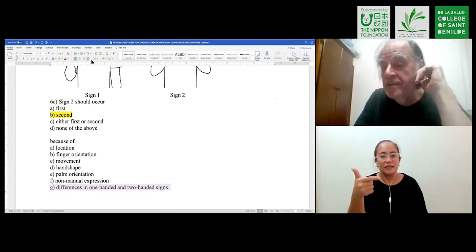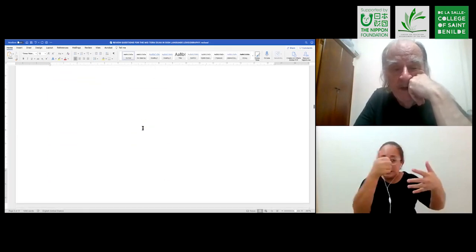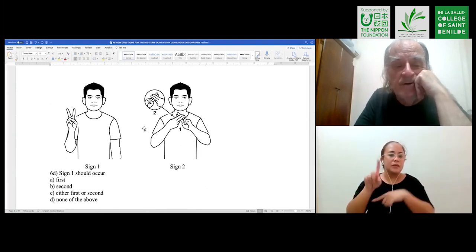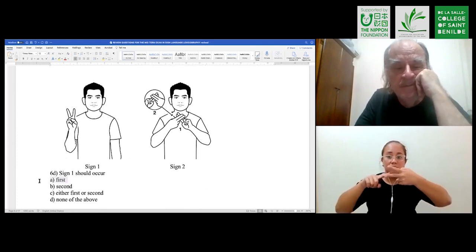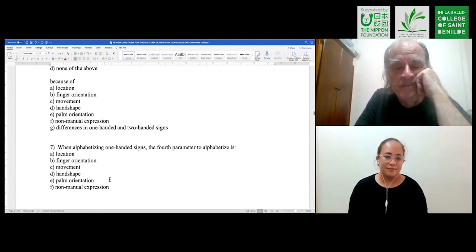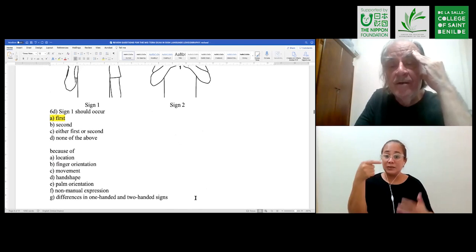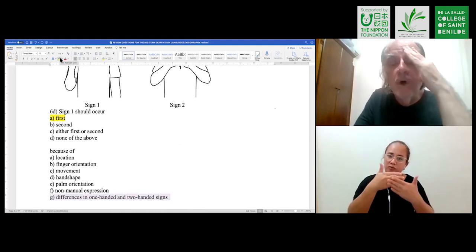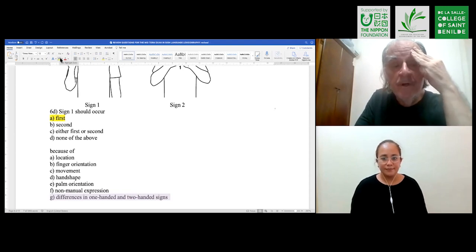So the test will ask different signs in different ways, any one of these 4 ways. Okay, and the last way is sign 1 should occur first, sign 1 should occur second. A. A, correct. And G. So those questions will be asked together. First or second, before or after, and then why. So is that pretty clear?